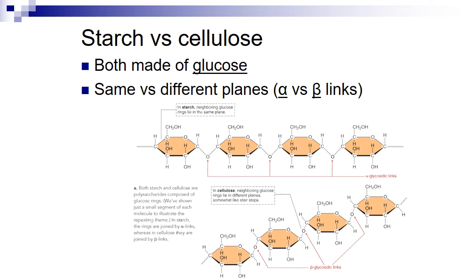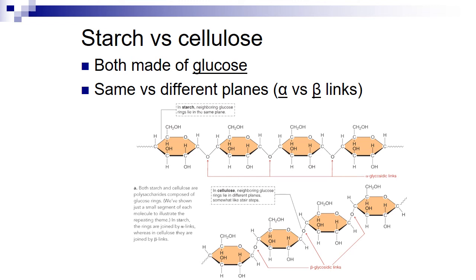We are really complex beings. If you think about it, it's amazing how little things can have a huge influence. Here we're going to look at the difference between starch and cellulose. They're both made up of glucose monosaccharides. But the difference is how that glycosidic linkage occurs. Are all of the glucoses on what's called the same plane, or are they on different planes? Are they kind of flat, or do they kind of go up at an angle?